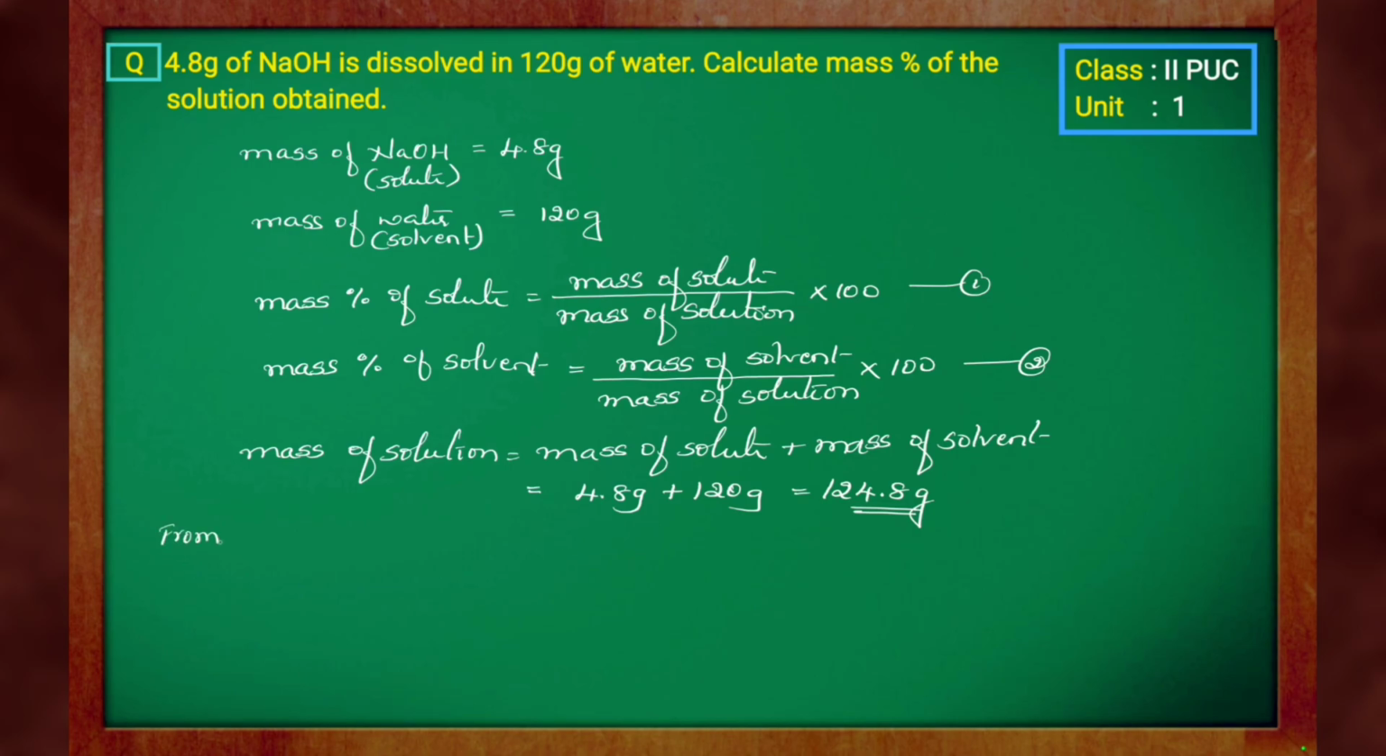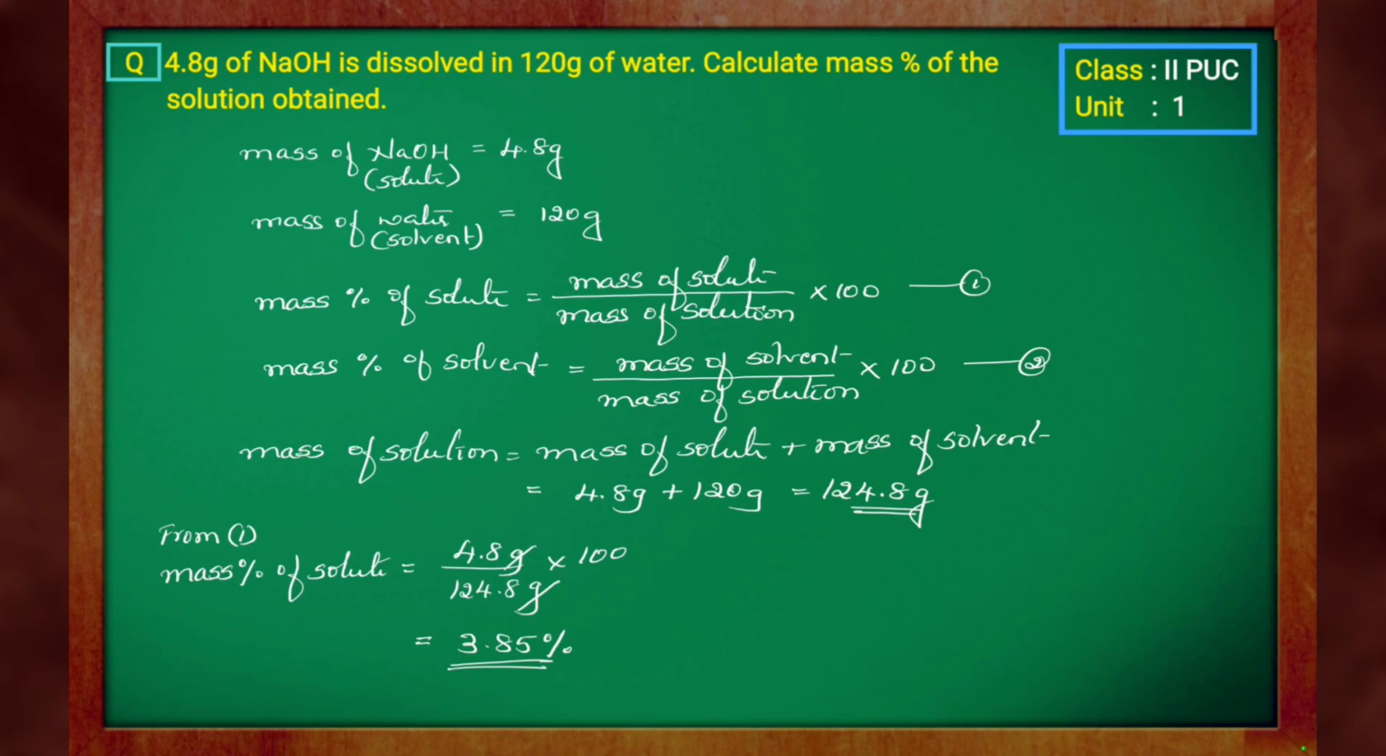So from 1, I can write mass percentage of solute is equal to mass of solute, that's 4.8 gram, divided by mass of solution, which is 124.8 grams, into 100. So gram and gram get cancelled with one another. After simplifying, we get the answer as 3.85%. So now we need to determine mass percentage of solvent.